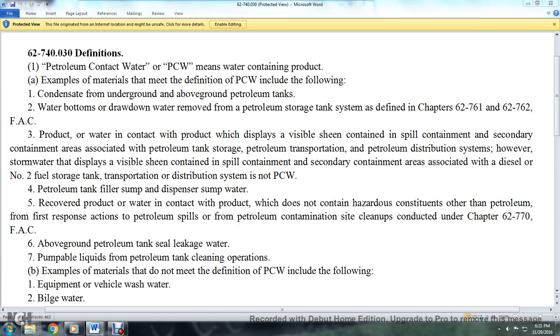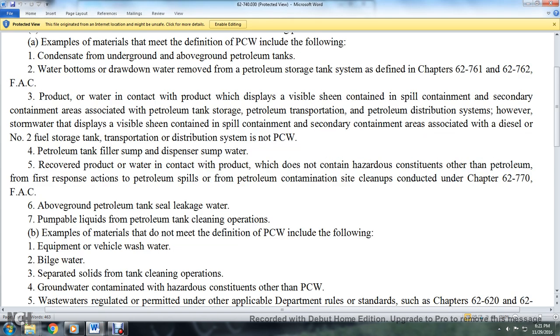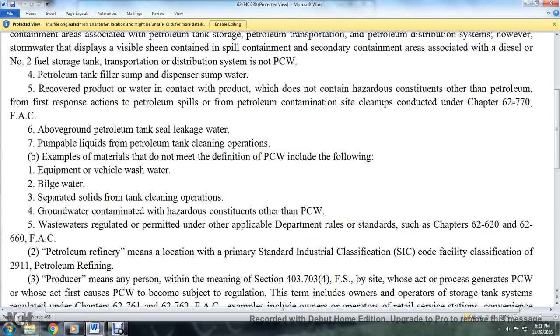Examples of materials that do not meet the definition of petroleum contact water include the following: equipment and vehicle wash water, bilge water, separated soils from tank cleaning operations, groundwater contaminated with hazardous constituents with petroleum contact water, and wastewater regulated or permitted under applicable department rules and standards such as Chapters 62-620 and 62-660.